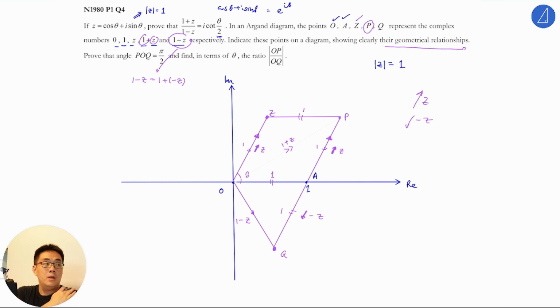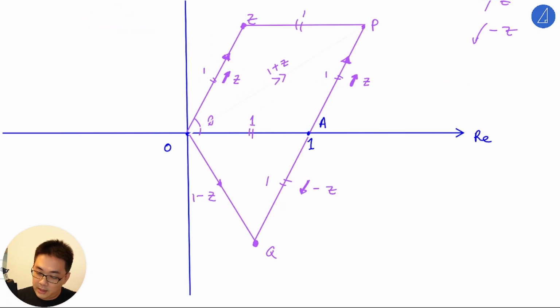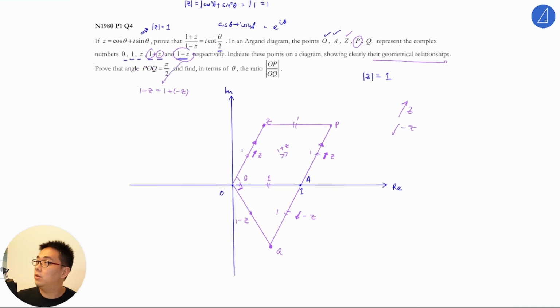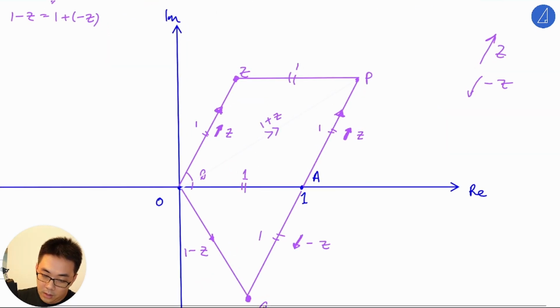Now, the interesting bit is essentially showing that this is 90 degrees. Okay, this is 90 degrees. On your diagram, if you draw to scale, you can see it's 90 degrees, right? But now you want to prove it, so we start off by saying, if this is a rhombus.